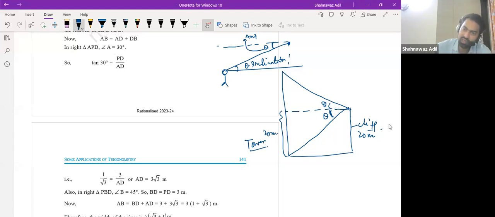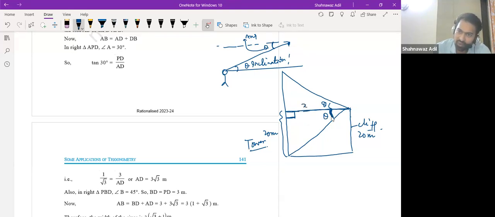This is 20. This angle is 90 degrees, and you have to find out the angle. So they have not given the angle. No, sir. Then how do you find the angle? Okay, so then you have this, right? So you have, let's say this is 20 meters, then this would be how much?